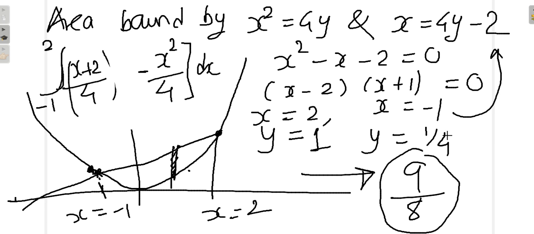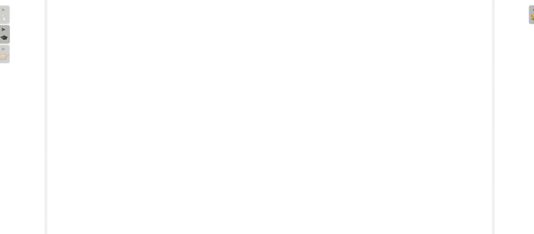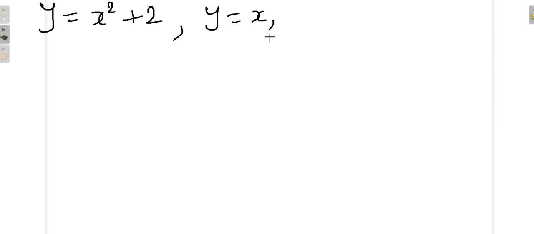Okay, let us do one more sum and we'll pack up with this session. Find the area bound by curves. There are 4 lines given. Y equal to x square plus 2 is a parabola and 3 lines. X equal to 0 is y-axis. So let us first sketch the plot.